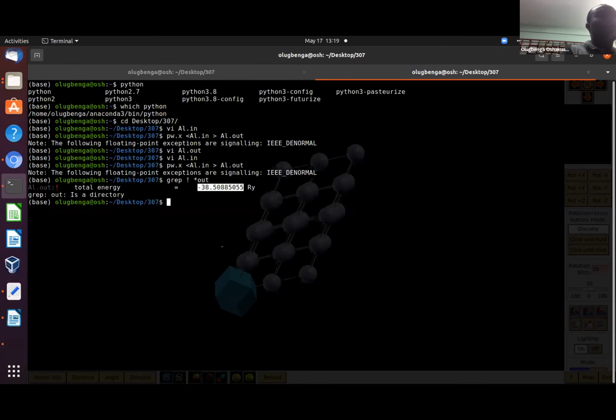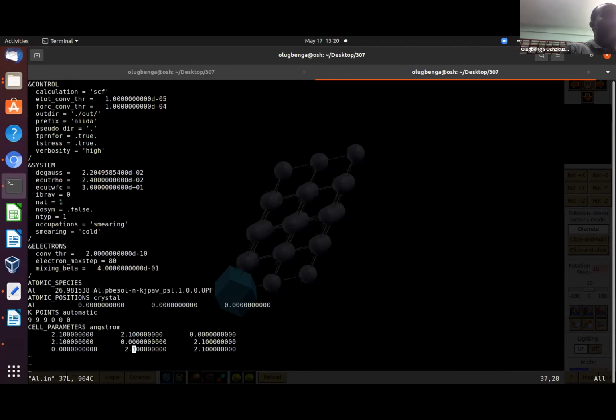That means that by increasing the size of the cube, the total energy has increased. For the total energy to have increased, it means that the system will be less stable at the new lattice parameters that I allotted. Let's open the input file again. We increased the lattice parameter here from 2.02 to 2.1, and we can notice that the total energy increased.